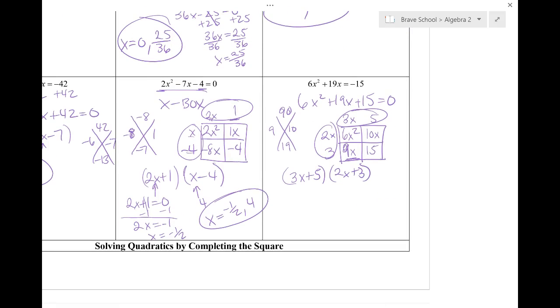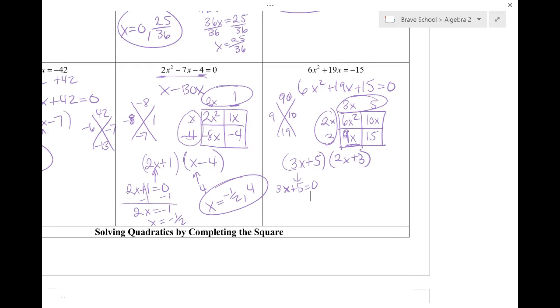Now, I'm going to have to pull both of these off to the side. So 3x plus 5. And there's a quick way to do this. If you want to know, just come see me. But I just want to show you the tried and true way so that you guys don't get it wrong. So then subtract 5 from both sides. Get 3x equals negative 5. And then divide both sides by 3. I get negative 5 over 3.